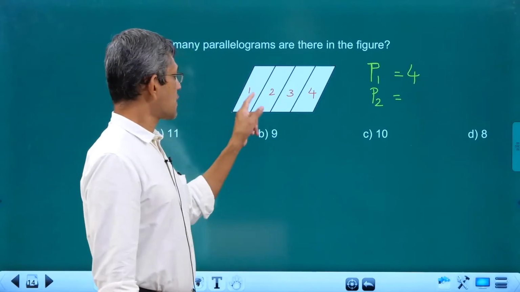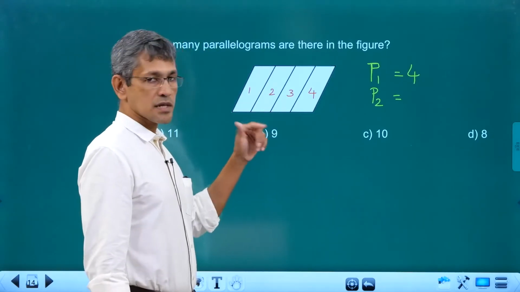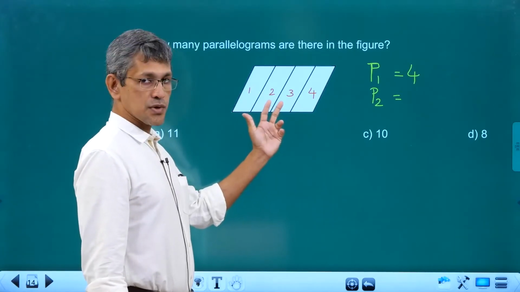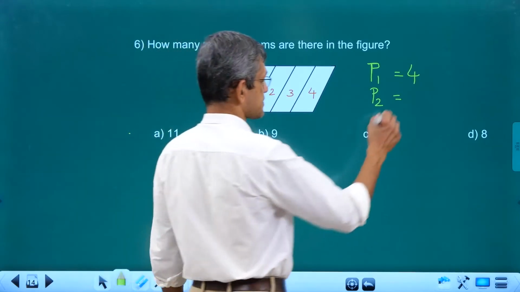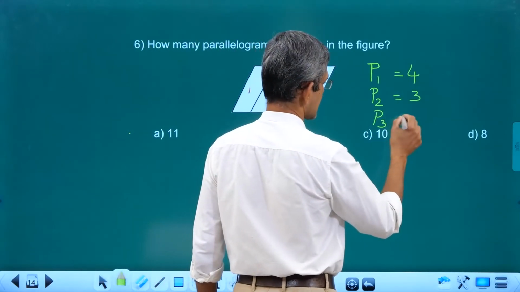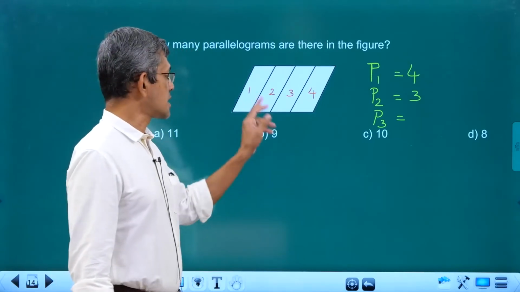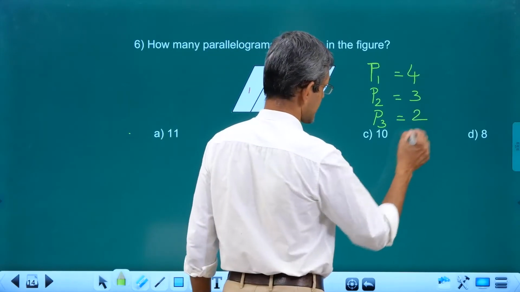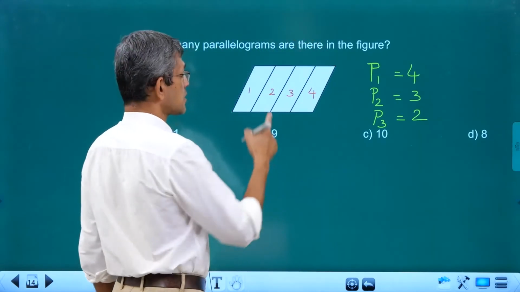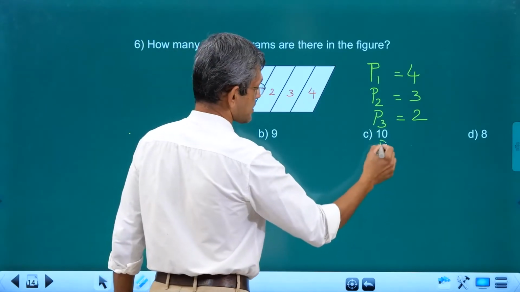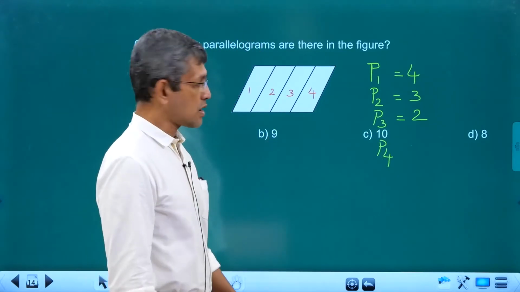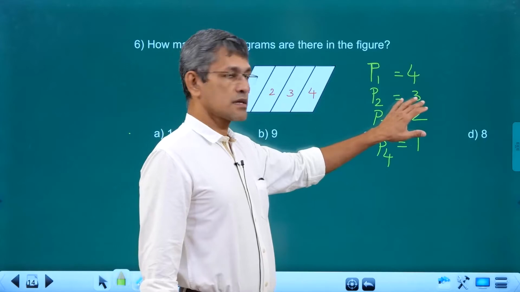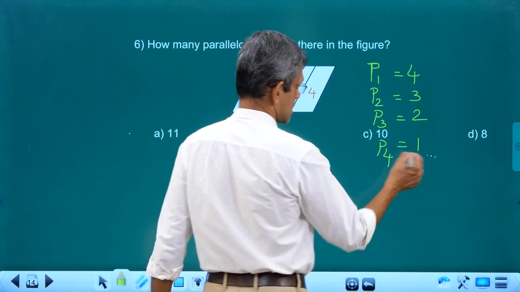P2 means 2 pieces together. 1 and 2 together is a parallelogram, 2 and 3 together, 3 and 4 together. So we have 3 of them. Then P3, 3 pieces together: 1, 2, 3 is a parallelogram, and 2, 3, 4 is another. So 2 of them. Then all 4 pieces together, we get 1. So ultimately 4 plus 3 is 7, plus 2 is 9, plus 1 is 10. Total 10.